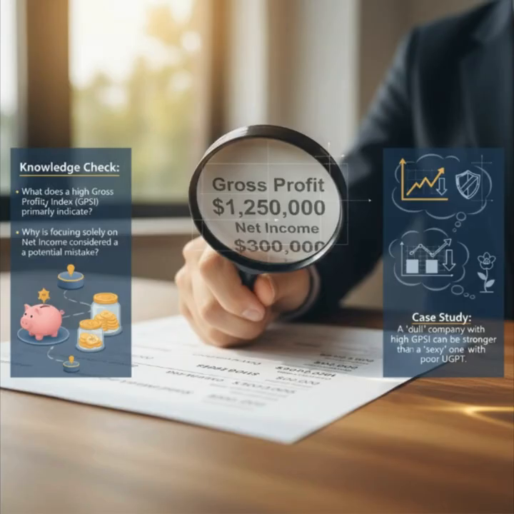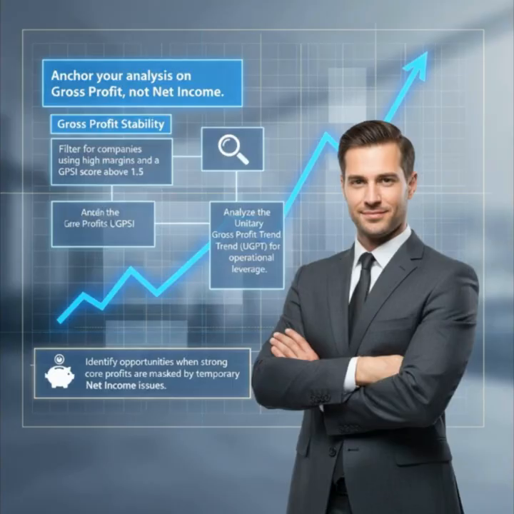Now, let's check our understanding. Take a moment to consider these questions. First, what does a high gross profit stability index primarily indicate? It indicates strong pricing power and a durable competitive advantage. Second, why is focusing solely on net income a potential mistake? Because it can be distorted by non-recurring and non-cash items, obscuring the company's core operational health.